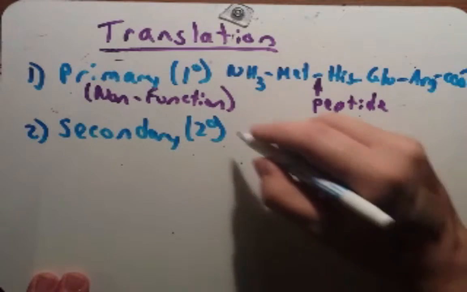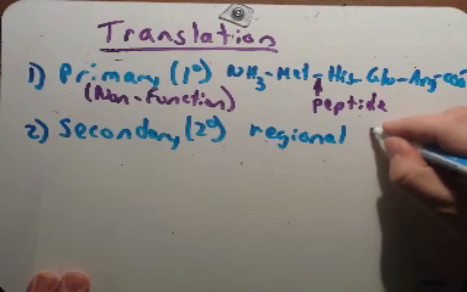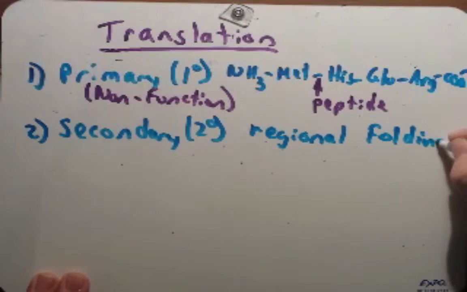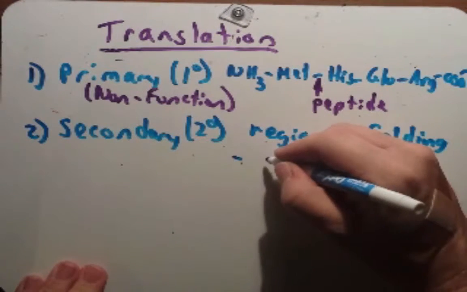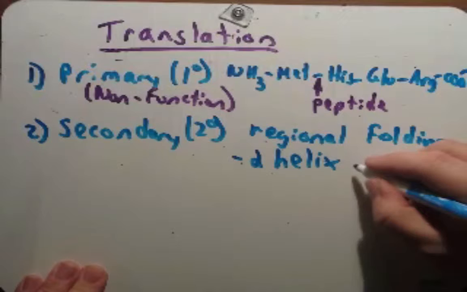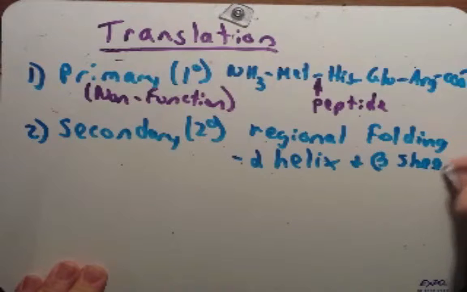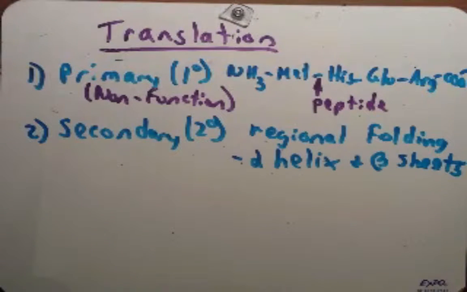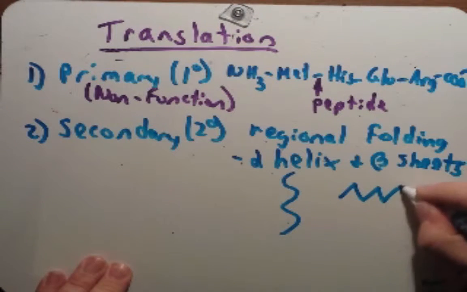The secondary we'll call regional folding. It will form one of several kinds of secondary structures, but the two you should know include the alpha helix and the beta sheets. You won't have to draw these, but if you look in your textbook you'll see examples of them and you should be able to recognize them. The alpha helix is just something like this, and the beta sheet we often draw like this.